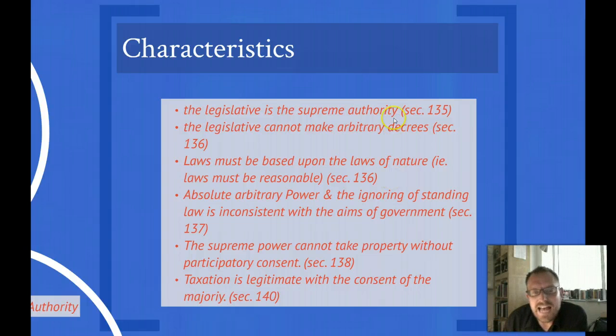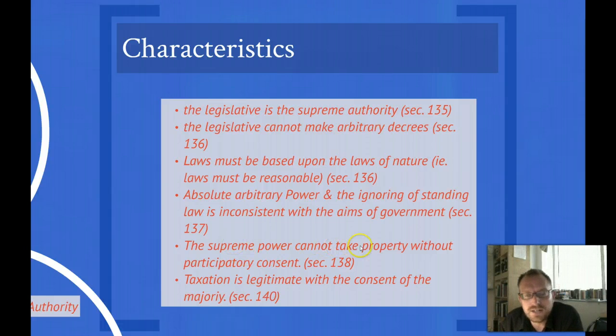Let me go here. The next here is that absolute or arbitrary power and the ignoring of standing law is inconsistent with the aims of government, right? So that means that if the legislature tries to pass laws that are inconsistent with other laws, then that creates obviously a problem because the aim of government should ultimately be towards one rational end. So an interesting question here is, does, for instance, the United States Congress create inconsistency in its own form of government? Now, of course, I would say it does, but the judicial system exists in order to arbitrate those inconsistencies. Now, let's keep going.